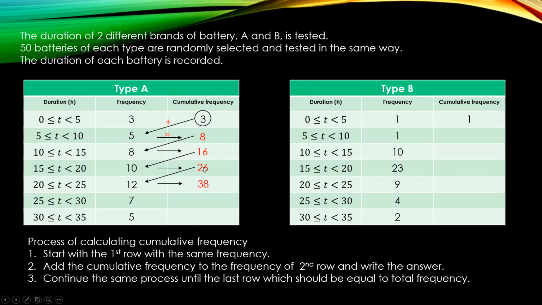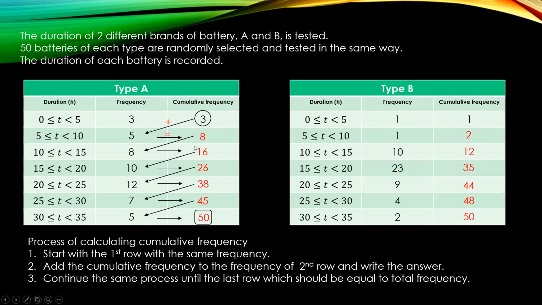We do the same process until we reach the end. You keep adding, this plus this equals this, and so on. The last one should give you the total frequency, which is 50. If you get a different number, that means something went wrong in the process. For type B, I'll do the same thing: start with 1, 1 plus 1 you get 2, 2 plus 10 you get 12, and so on. This is how we get the cumulative frequency from the table.